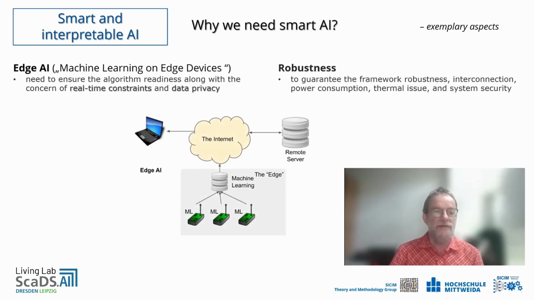So further, we need that in the context of HAI. We have to be sure for HAI that the algorithms are ready also to work with real-time constraints and data privacy. And they have to guarantee, also for these restricted constraints, robustness and independence from maybe large power consumption. So we have many requirements that we need smart and interpretable AI systems.